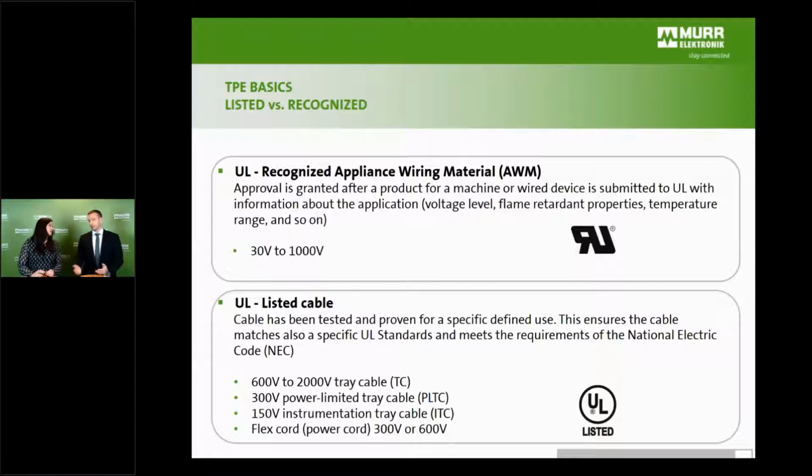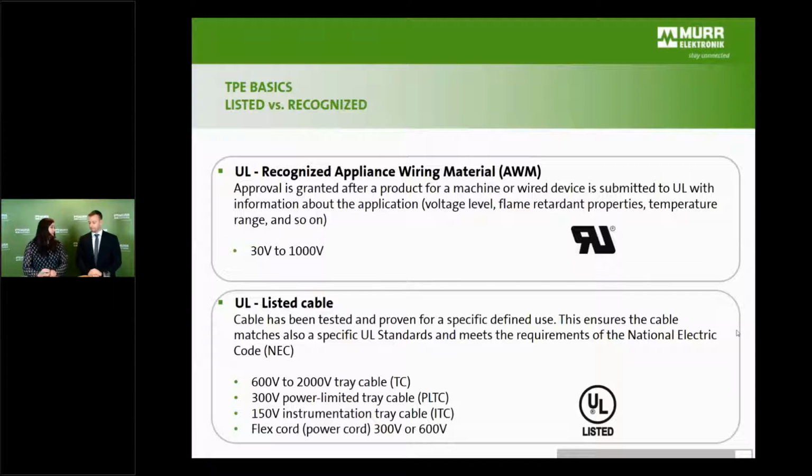And so we now have a lot of different AWM styles, and this makes it very difficult for the UL inspector to give the approval and to see exactly, okay, is the cable the right one for this special application? Right. And this in turn, of course, extends the approval time for the entire machine for our customers. And that's why this is really important to us.